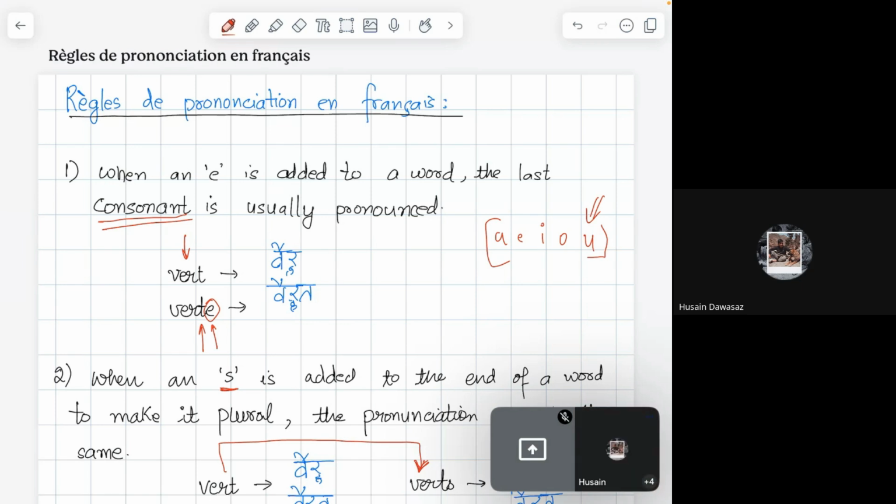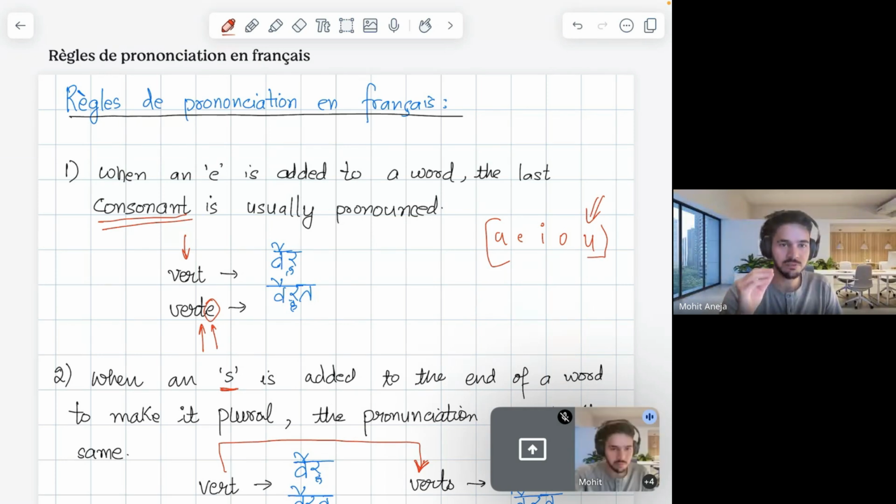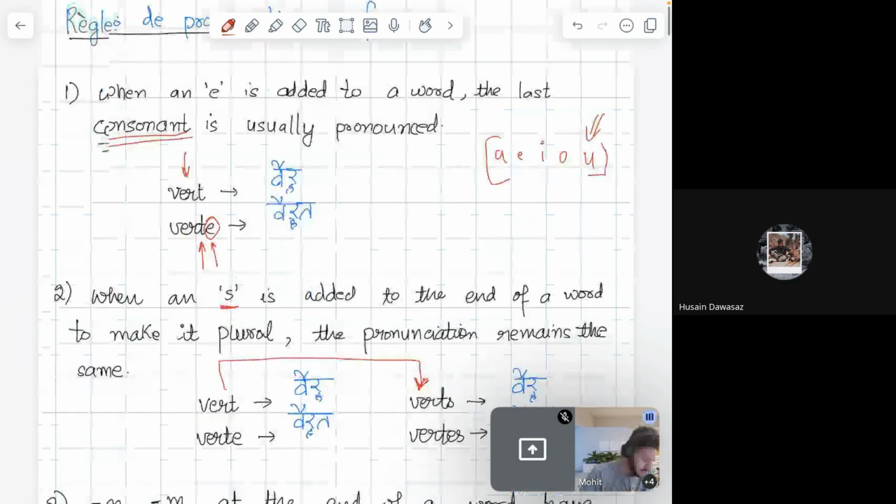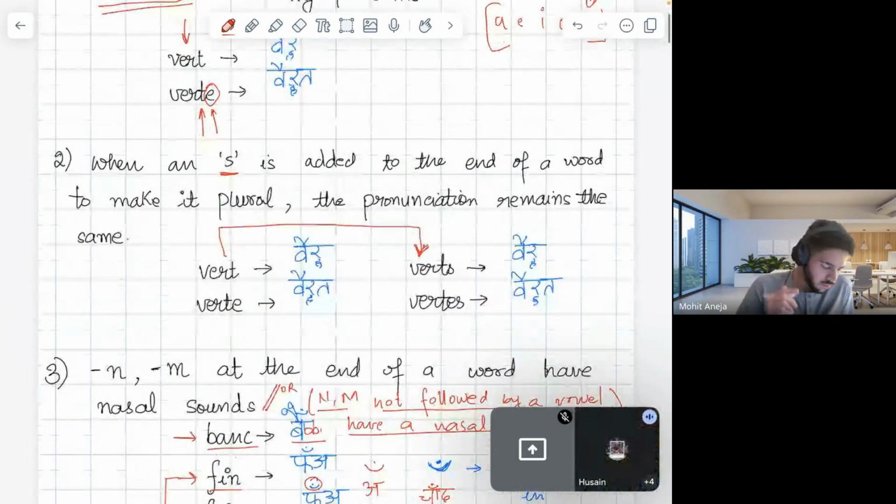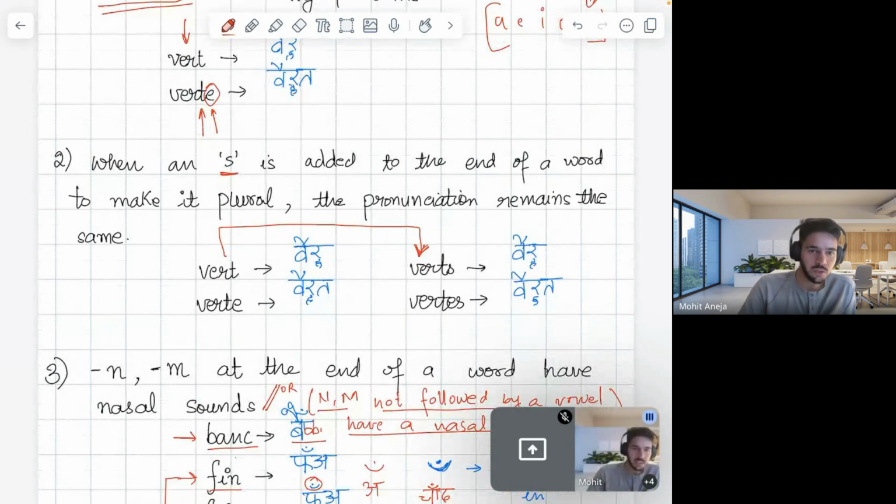The first one will be "where," and the second one is "where." Okay, "vert." It's "vert." Okay, it's not "vert," it's "vert." Close. Okay, cool. Thank you. Now we'll move on to the second rule.